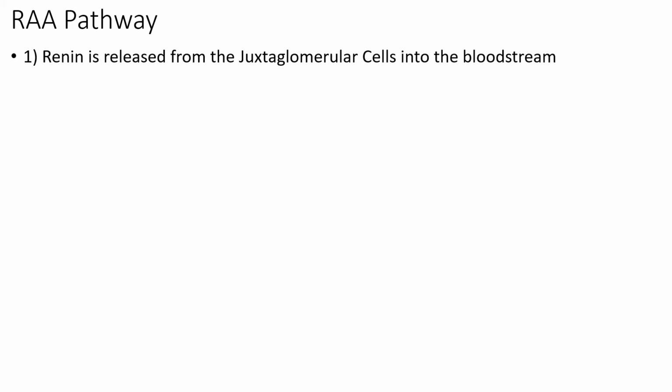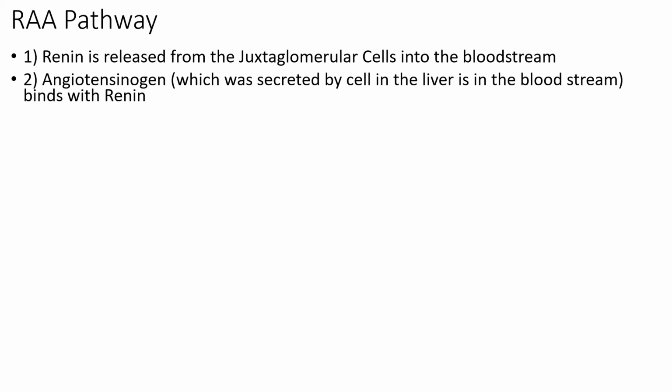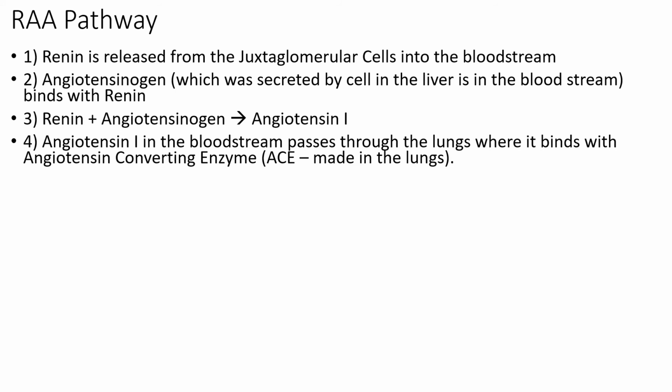So, what is the pathway for the renin angiotensin aldosterone pathway? I'm just kind of saying in words what the picture just said. So, we've got renin, which is being released from the juxtaglomerular cells within the juxtaglomerular apparatus of the nephron, and it's going into the bloodstream. Now, angiotensinogen is already in the bloodstream. It came from the liver. And those two, renin and angiotensinogen, are going to bind. And it's going to create a new molecule called angiotensin 1. And because the renin and the angiotensinogen were in the blood, angiotensin 1 is going to be in the blood.